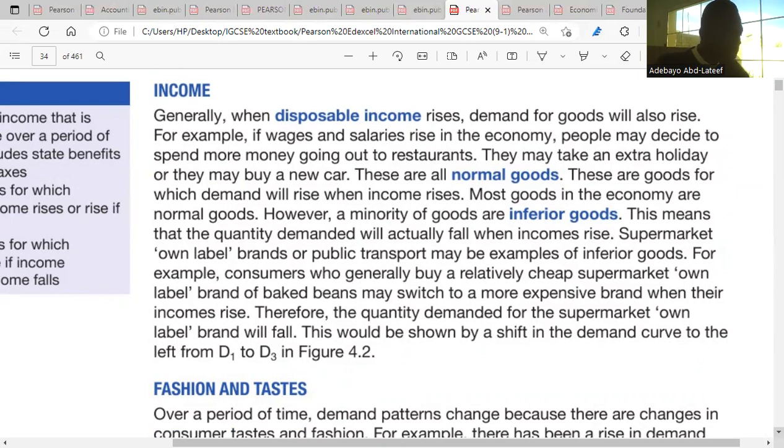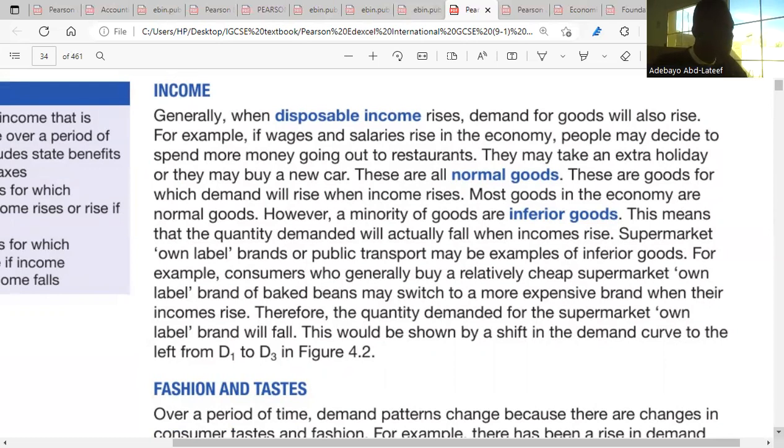So here I said disposable income, this is the amount of income that is available for a household to spend after all necessary payments are made. So it means you've paid your taxes, you paid your dues, then what is left is your disposable income. So this takes us to normal goods and inferior goods. So when we talk about normal goods, why do we have to talk about normal goods and inferior goods? We need to talk about them because it is attached to our level of income.